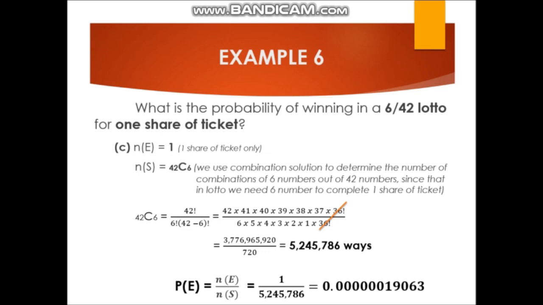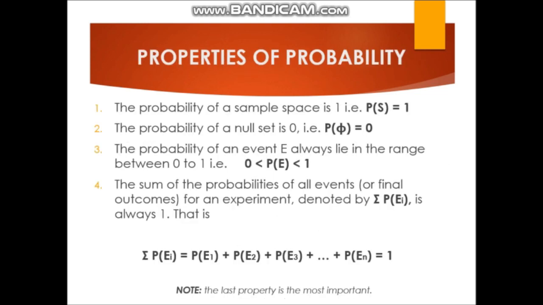Okay, so we are done in getting the probability of an event. Now, let us proceed to the next part, which is the properties of the probability. So actually, we have 4 properties. So the first property is the probability of sample space is equal to 1. And then, the probability of null set is 0. And number 3, the probability of an event always lies in the range between 0 to 1.